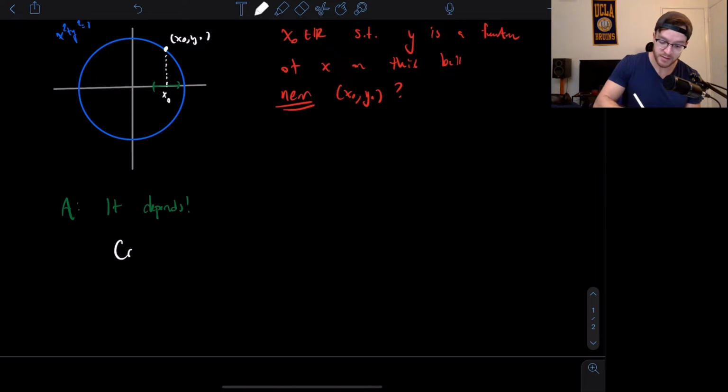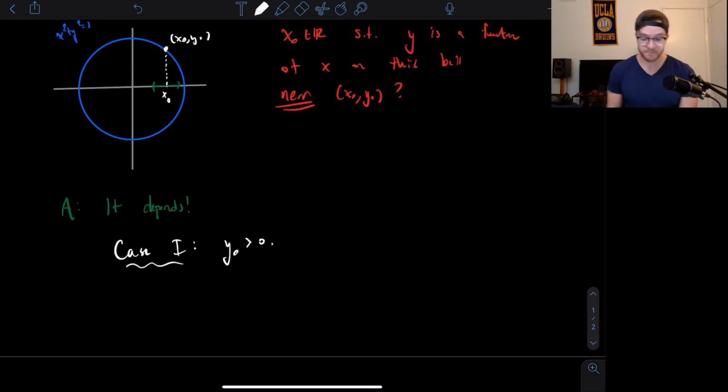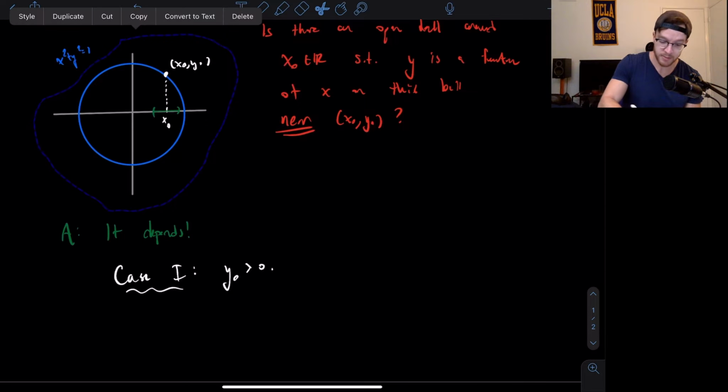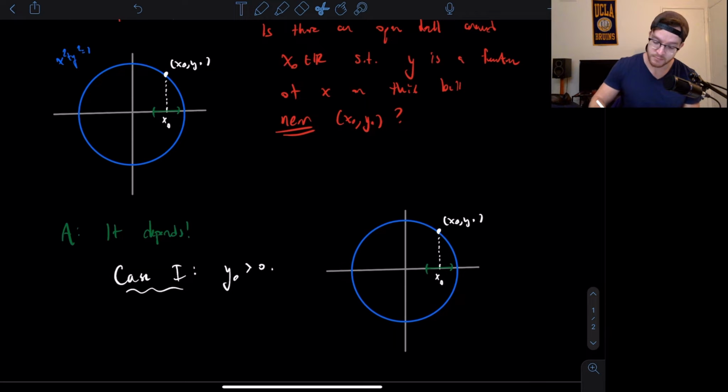So I could say, there's a couple cases we can consider. One of them is that I have a point on the circle where my y-coordinate is positive. That's basically exactly this picture that I drew here, so let me copy it. In this case, the answer is yes.